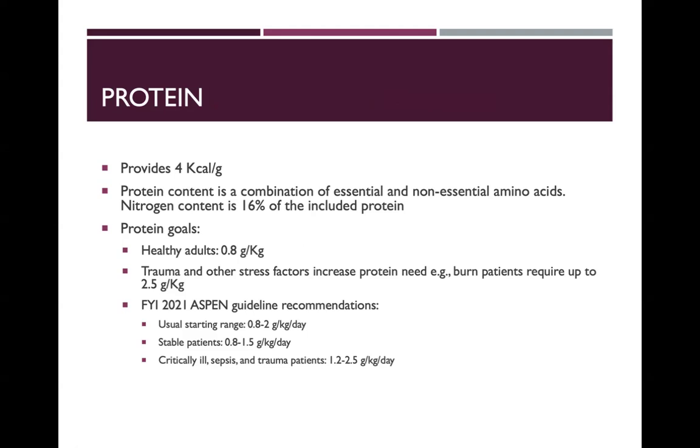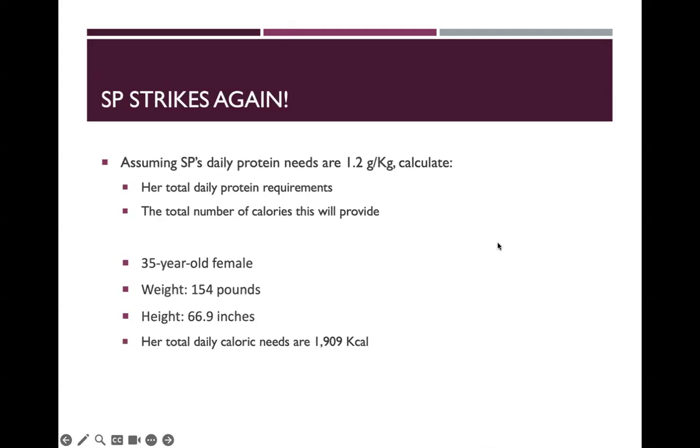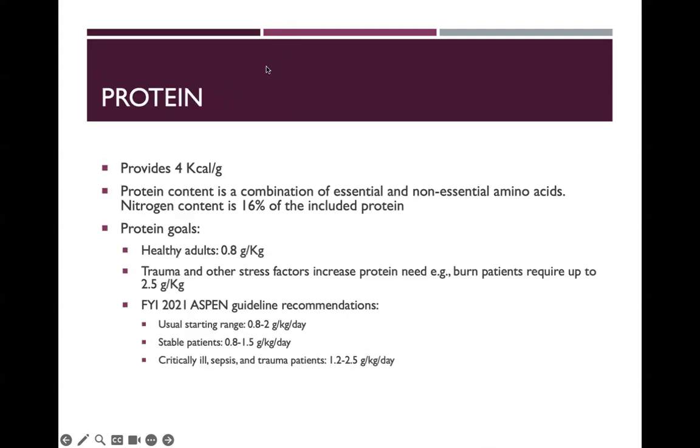So let's just do practice, easy math. A patient who's generally considered an average weight of 70 kilograms. What does that number mean? How many grams of protein do they need per day? What's 0.8 times 70? 56. Yes. So if I weigh 70 kilograms and I'm a healthy adult, I need 56 grams of protein per day.